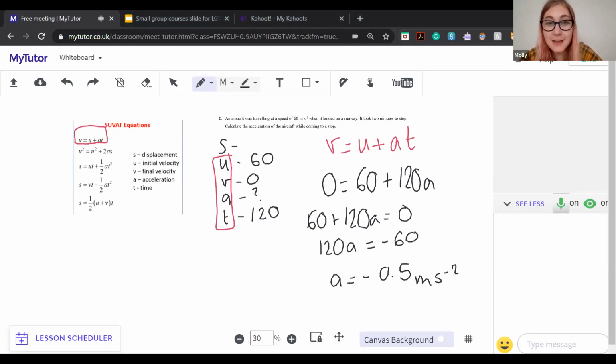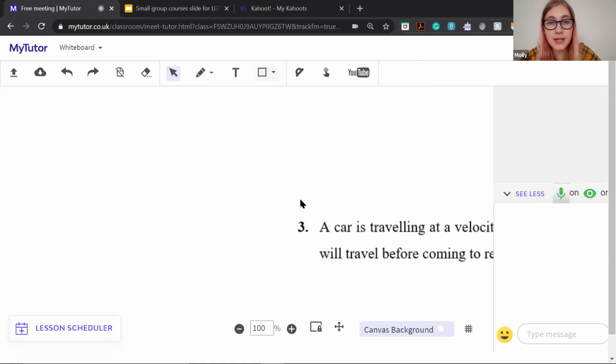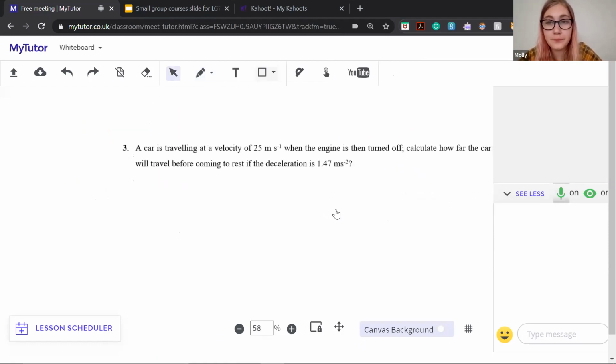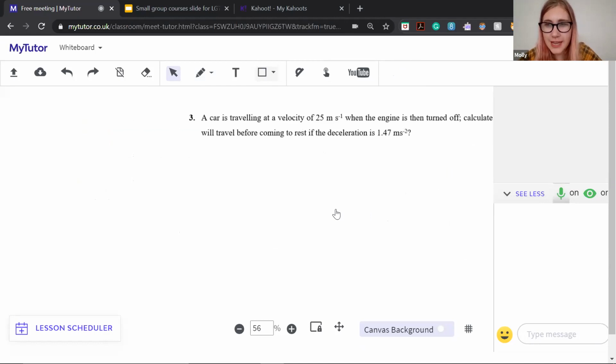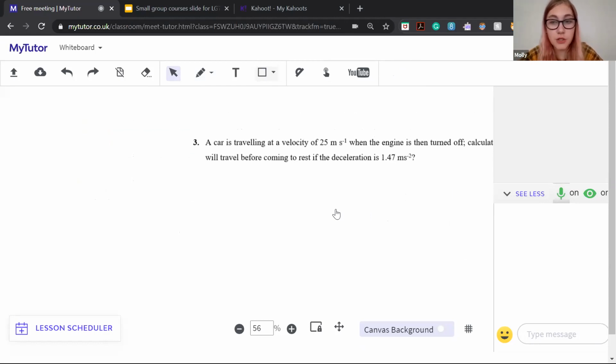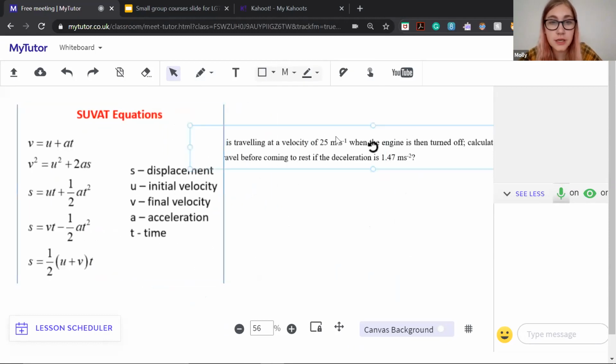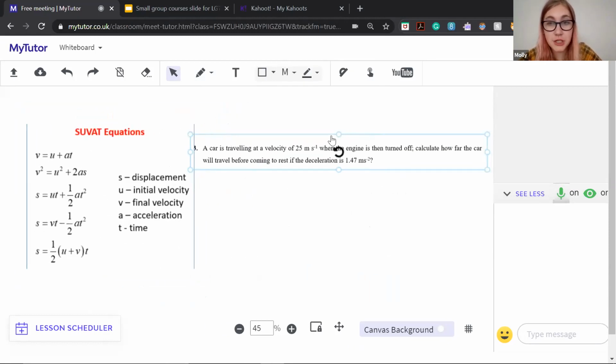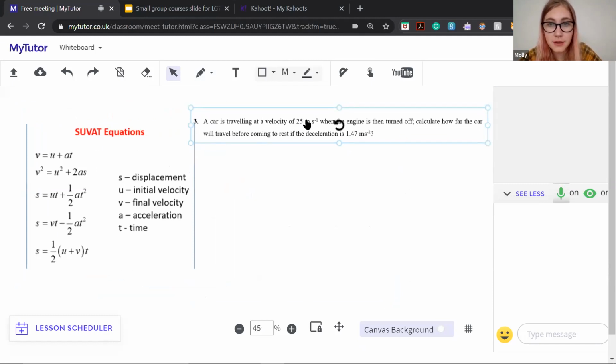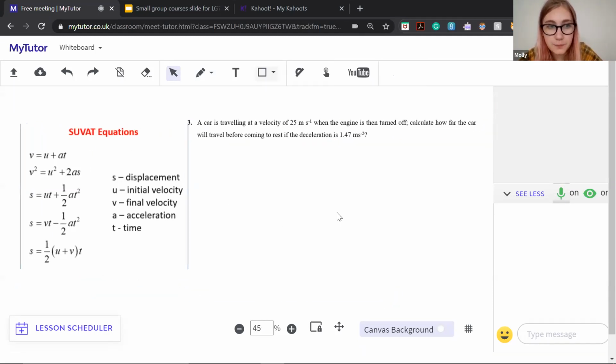So hopefully, even if these aren't questions that you have seen before, like even if your exam doesn't cover SUVAT, these are still super useful to go over because every exam board will have substitution and word questions and stuff. So it's really useful to know.